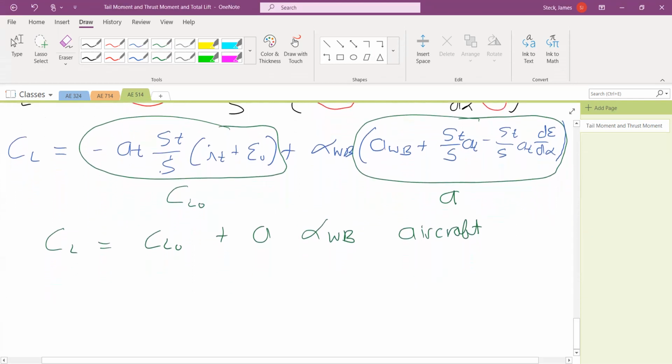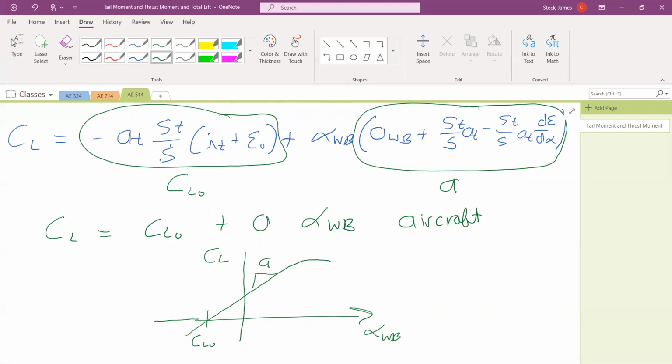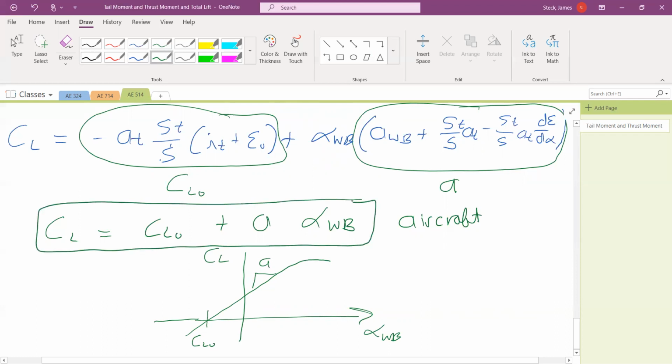Then we could draw a plot of this, the lift curve for the entire aircraft. It's just like any other lift curve. The intercept is what we've called CL0, and the slope is what we've called A. So this is our lift model for the aircraft, and we'll need that when we want to calculate the total lift of the airplane.